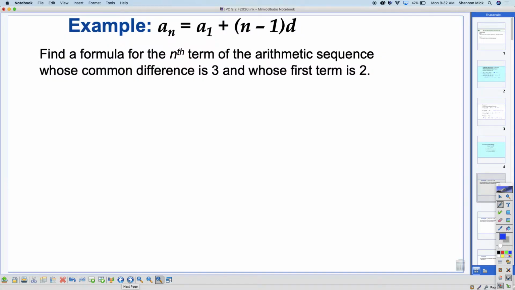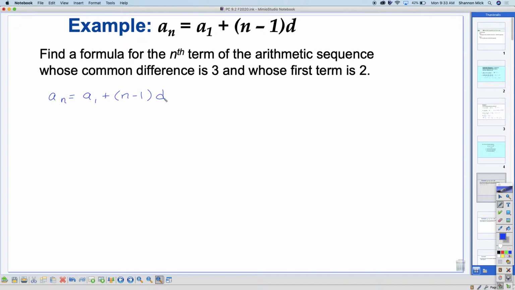Okay. Find the formula for the nth term of the arithmetic sequence whose common difference is 3 and whose first term is 2. So what is my formula? We're going to write it down every single time. A sub n equals a sub 1 plus n minus 1 times d. The biggest mistake people make is they leave out the plus and make it multiplication, and it's not.